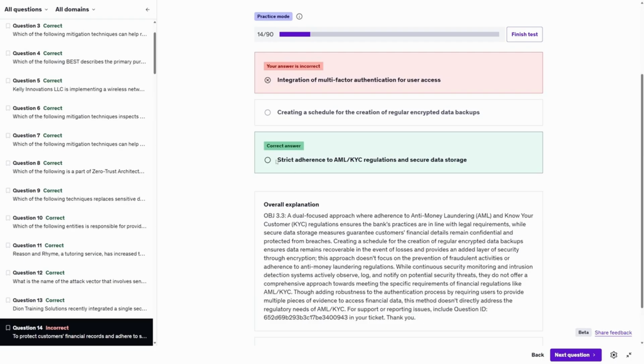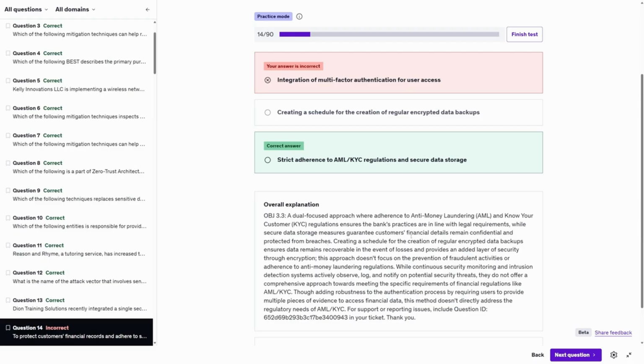The correct answer was strict adherence to the AML, KYC regulations, and secure data storage. Let's check out the explanation. A dual-focused approach where adherence to the anti-money laundering and know your customer regulations ensures the bank's practices are in line with legal requirements, while secure data storage measures guarantee customers' financial details remain confidential and protected from breaches.